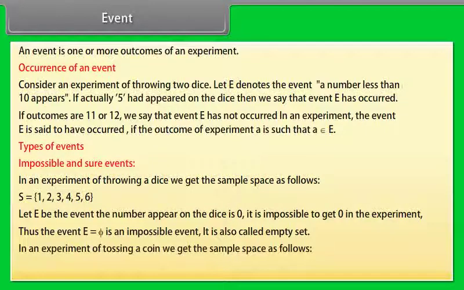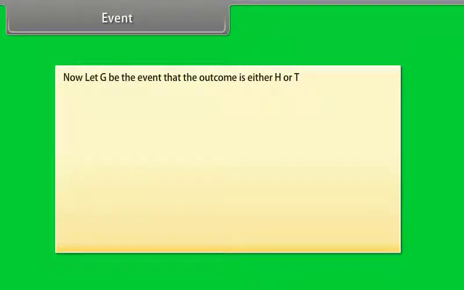In an experiment of tossing a coin, we get the sample space as follows. S = {H, T}. Now let G be the event that the outcome is either H or T. Thus, the event G = {H, T} is a sure event.